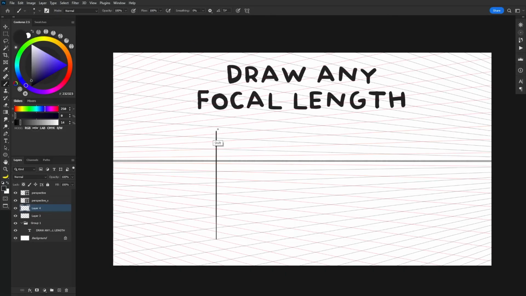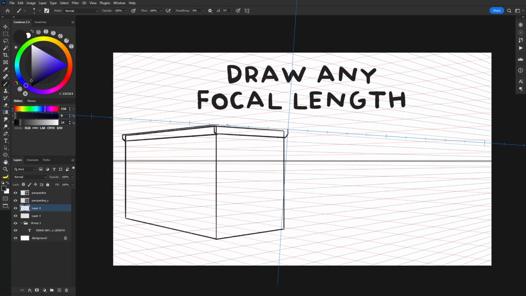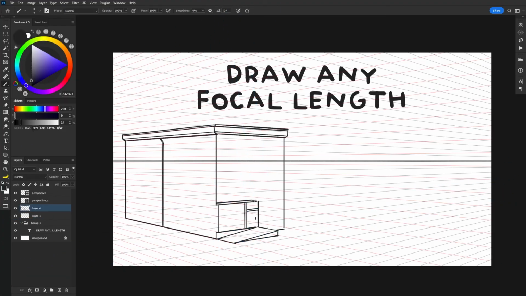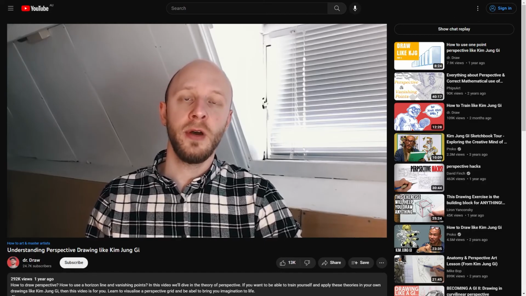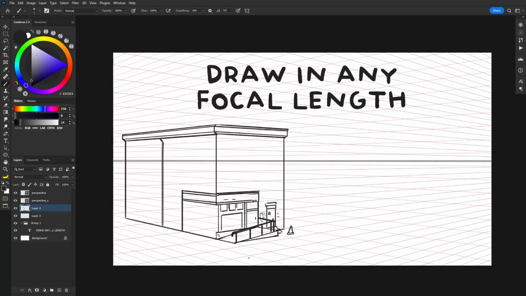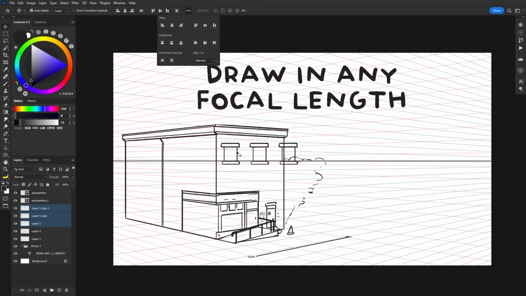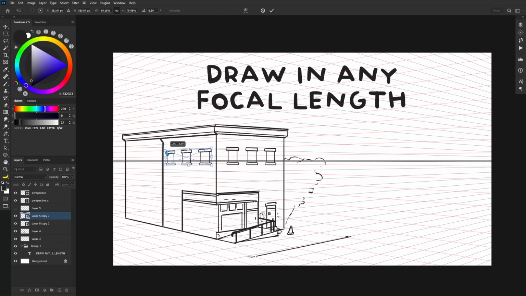All right, so now that you know all of this stuff, how much of it are you actually going to use in your work? Like always, the answer is up to you and your own preferred workflow, but as Dr. Draw said, at the end of the day, we're artists and not engineers. So it's important to know how and why these things work, but personally, I don't really set up grids like this every single time I draw.